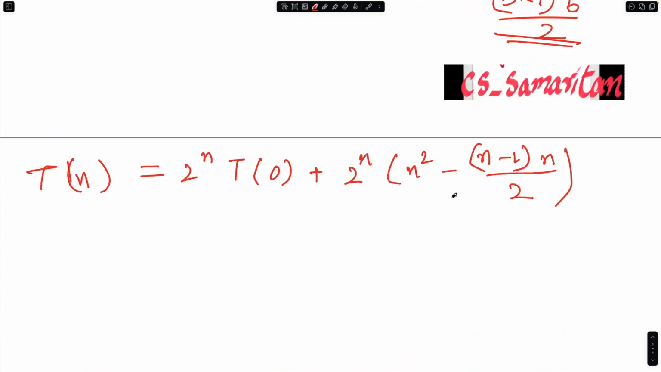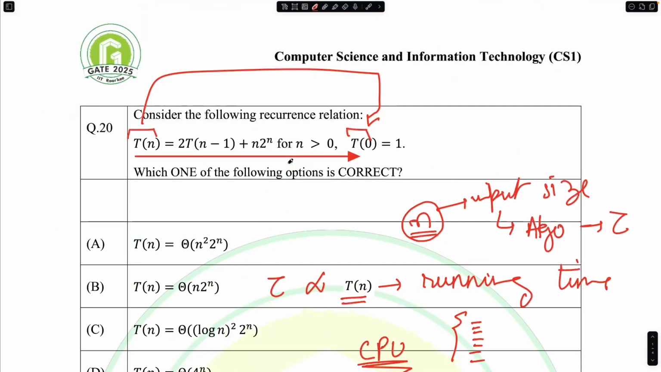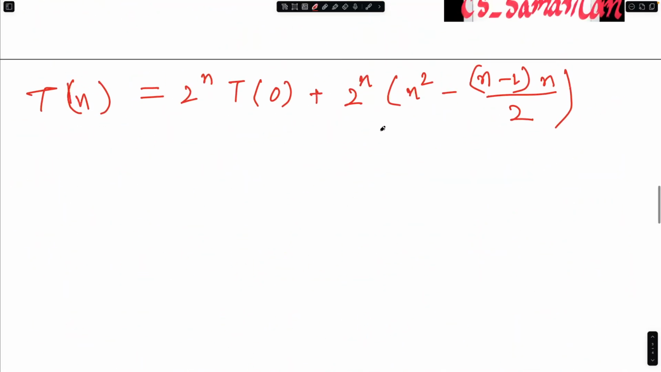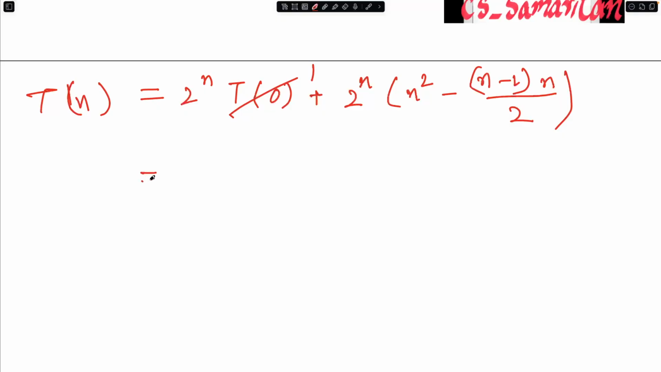Now once we have that, let's simplify and get the answer, because this T0 is given as equal to 1 at the starting, right? So we can directly replace it over there, and if I do it like that, I don't have another T on the right hand side, right? So basically I got what I wanted. Now we have to simplify it, right? So let's do that. So what do I get?